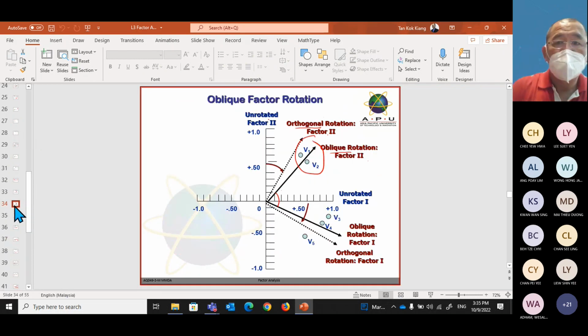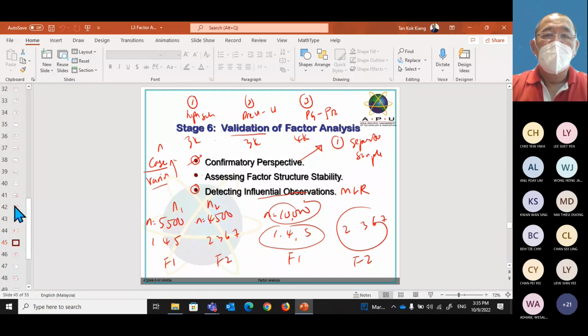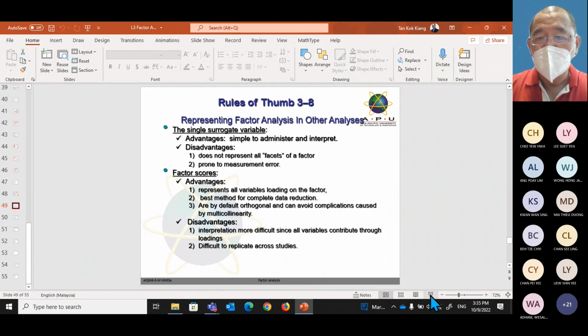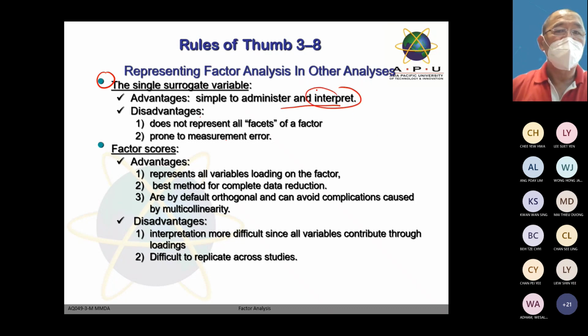So now we have done the rules of thumb 3-7. Now we see 3-8, the advantage and disadvantage of the three methods. The first one, the single variable. The advantage is that it is simple to administer and interpret. Because there is only one variable, it is easy to handle and also easy to interpret.